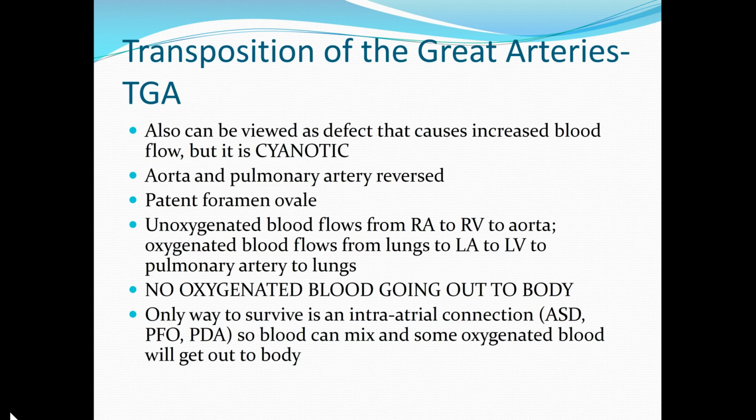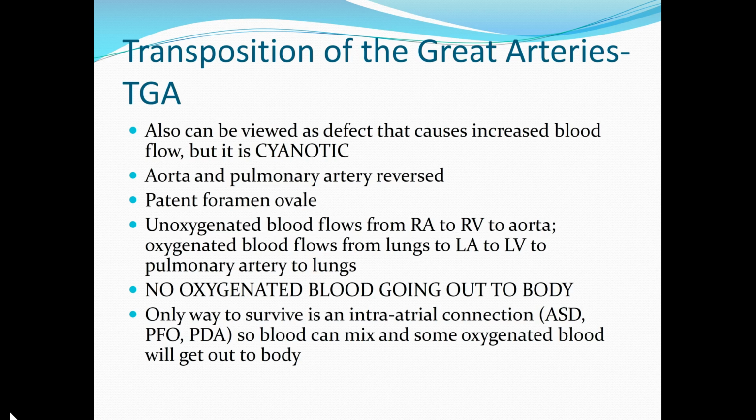Transposition of the great arteries, or TGA, is life-threatening. It's very severe. It can also be viewed as a defect that causes increased blood flow, but it is cyanotic. So this is when the aorta and the pulmonary artery are reversed, and you've got a patent foramen ovale.